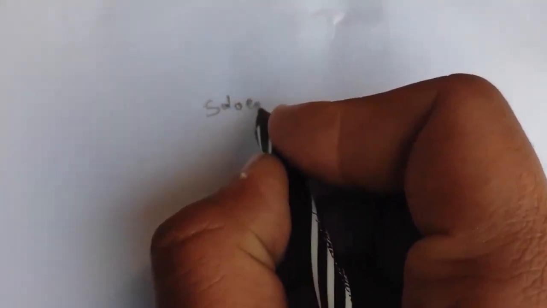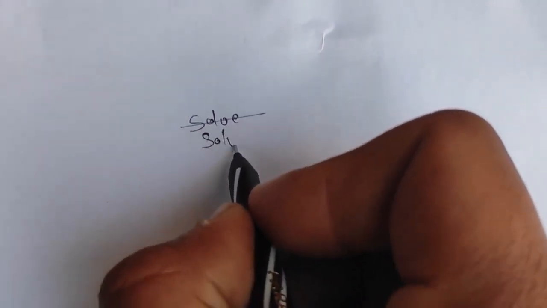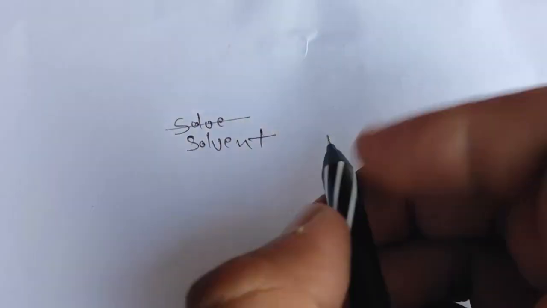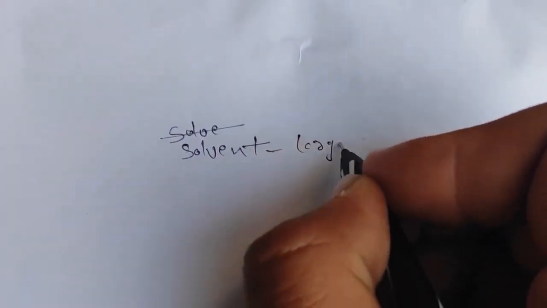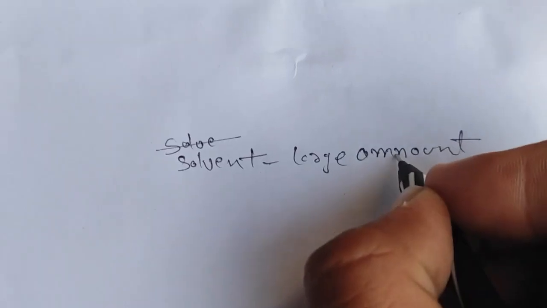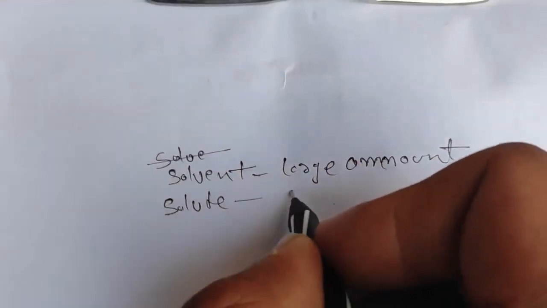In the previous video we talked about the solution chapter. We talked about what the solvent is. The solvent is the large amount of compound in the solution, the large amount part. And second, the solute is the less amount part.